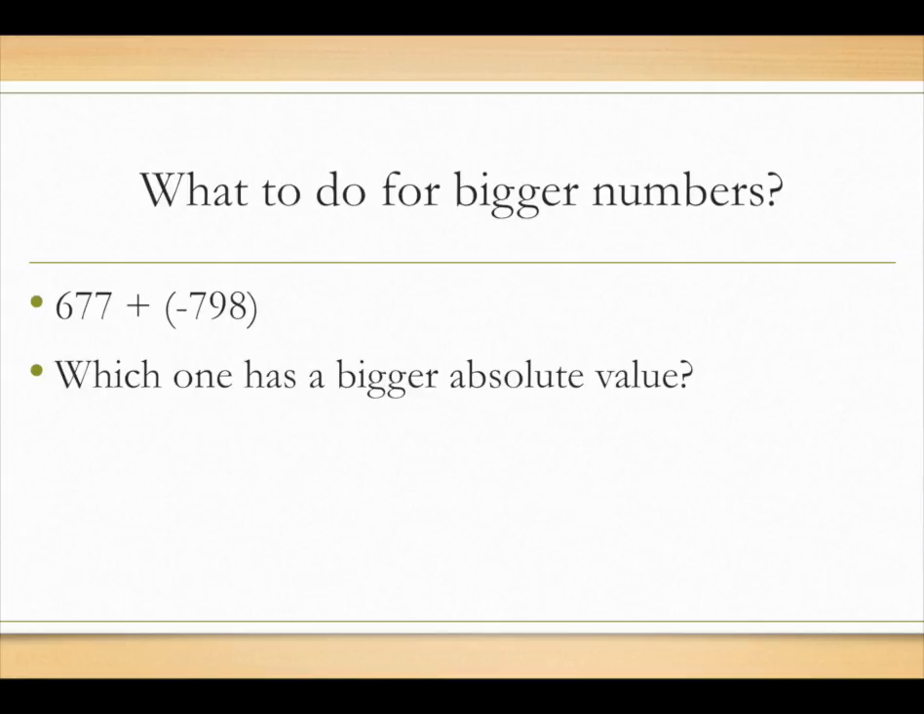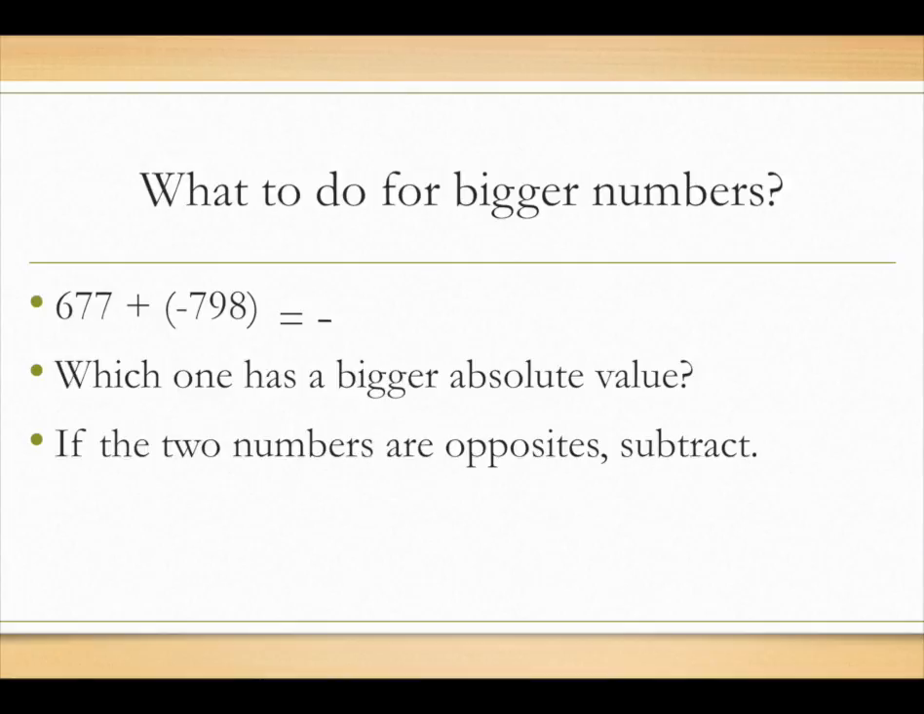And since the number that had the bigger absolute value is negative, that means our final answer will be negative. And now, since we have one positive and one negative, those two signs are opposite, so we'll subtract as we normally would. So 798 minus 677 gives you 121. Final answer, 677 plus a -798 is -121.